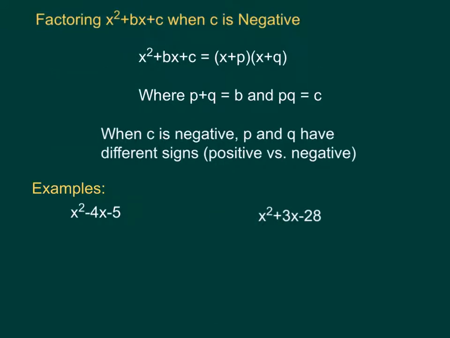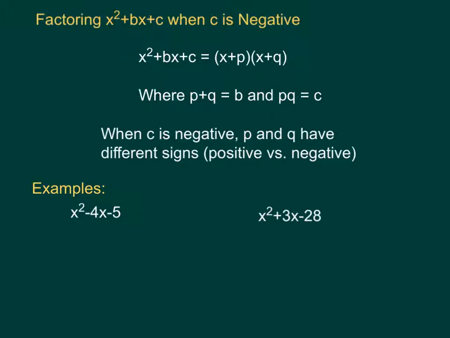Let's take a look at what happens when we change c from a positive number to a negative number. We're still going to have the same general form of a factored pair of binomials, (x plus p)(x plus q). And once again, p and q are still going to add up to the coefficient of the term with the x, and they're going to multiply to the constant term. However, when that constant term is negative, p and q are going to have different signs. One is going to be positive, one is going to be negative.